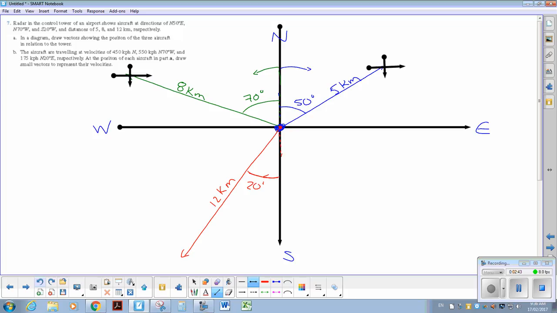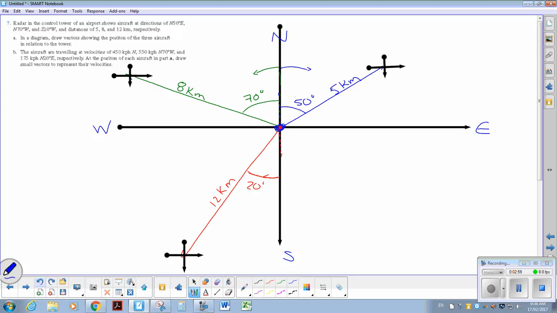There, there, and there, and there. And I'm going to draw the velocities at these points so that you can see, that's the displacement, how far they are. And then the second vector I'm going to draw is showing where they're heading.